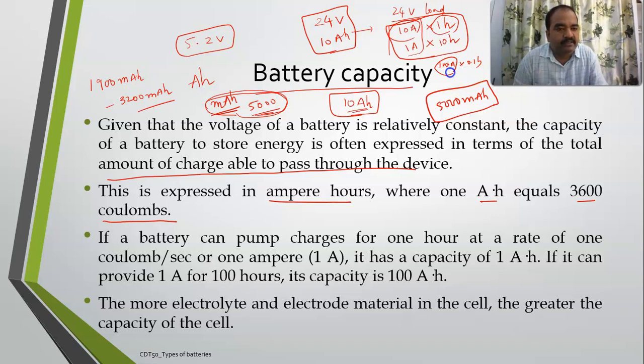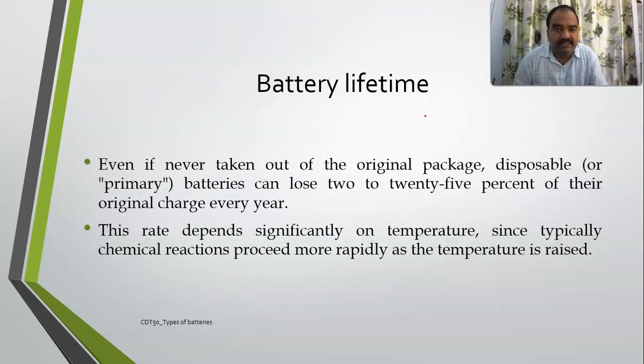This is not possible, because the current rating will also be mentioned. What is the maximum allowable current? What is the maximum allowable load current? So now this is about your battery capacity, and it depends upon how much electrolyte you are keeping in the battery. If you keep a higher amount of electrolyte material and a bigger electrode, then you may get a greater capacity.